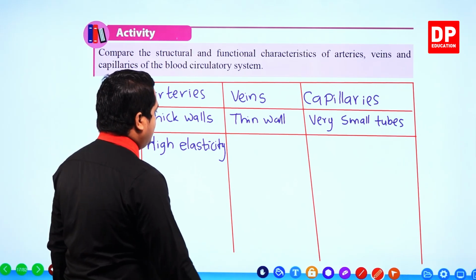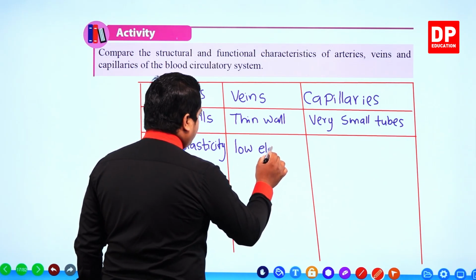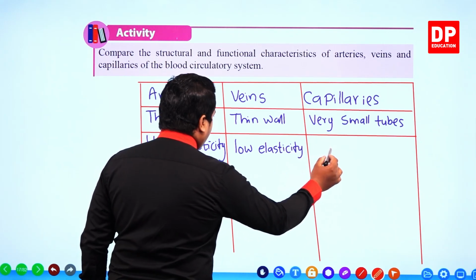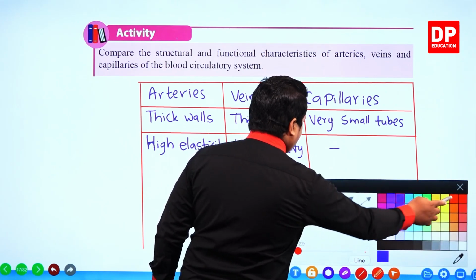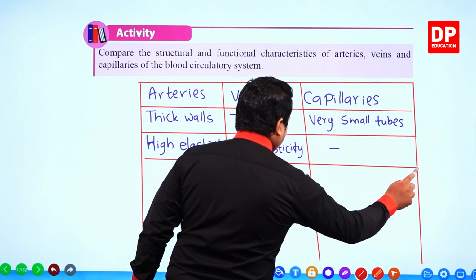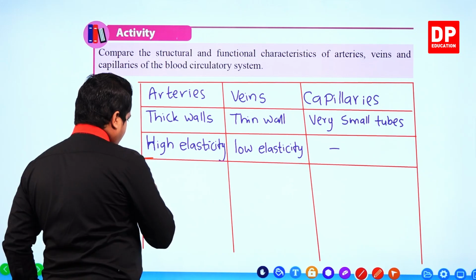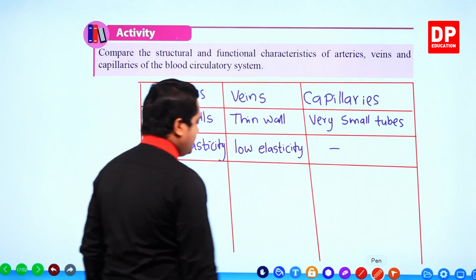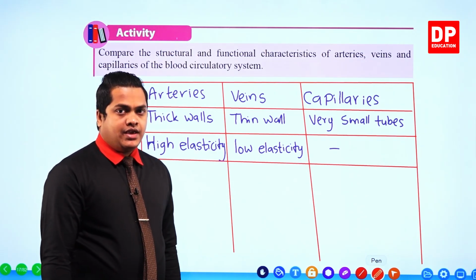High elasticity. In veins, low elasticity. Here I am not going to mention the capillaries. Then, my dear children, if you take another functional feature, arteries are going to take, right?